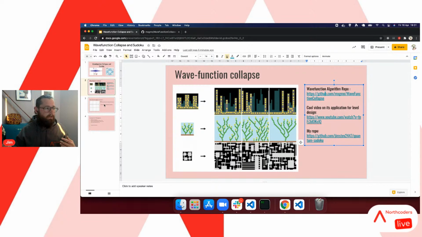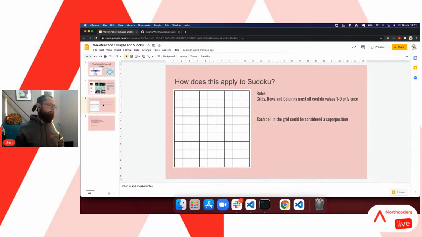So I thought Sudoku, right? Fairly understandable logic. Every row, grid, and column needs to have possibilities 1 through 9, and you can only have one of each instance in those areas. So you could say that in this blank Sudoku, each of the cells has a superposition: it's entirely possible that they're all the numbers 1 through 9.